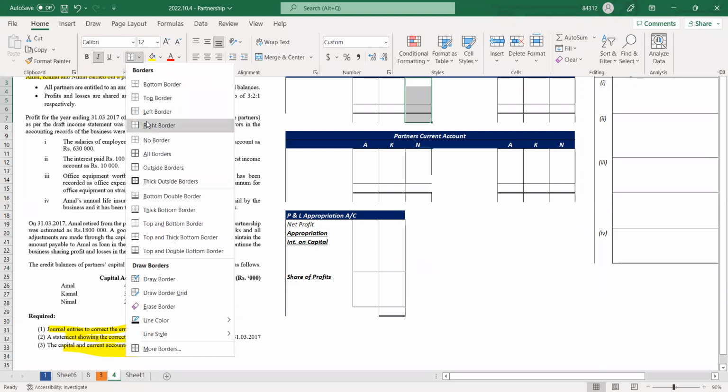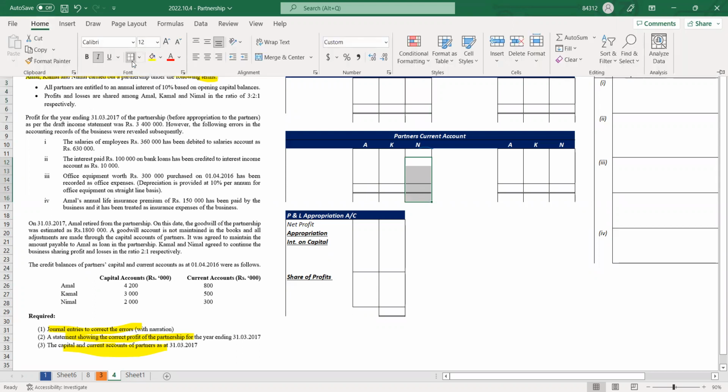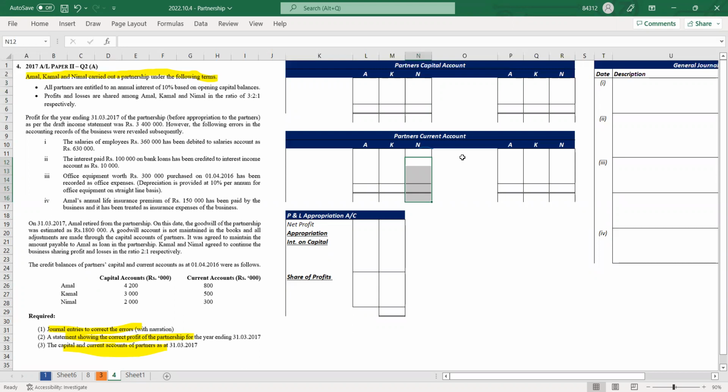Okay. So let's do this question. Opening balances, capital account, balance brought forward, 4,200, 3,000, and 2,000. Current account, all credit balances, 800, 500, and 300.